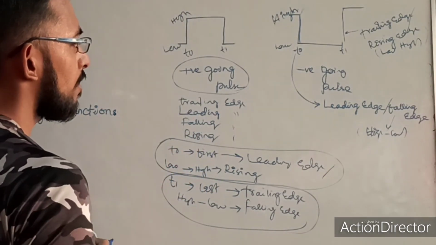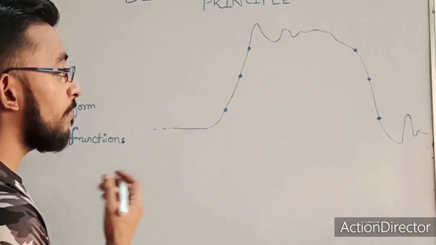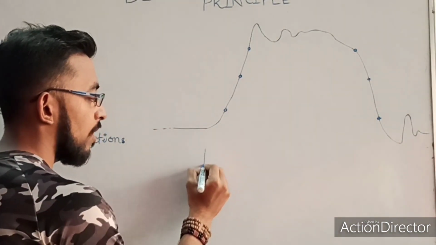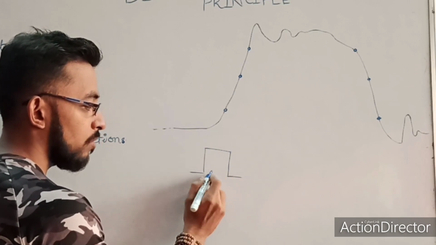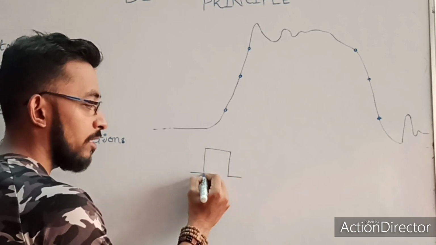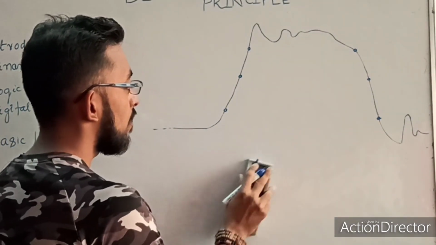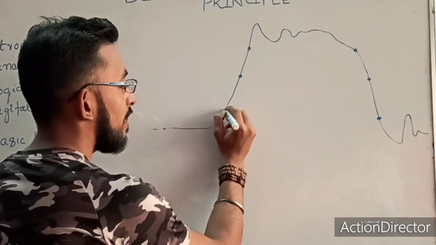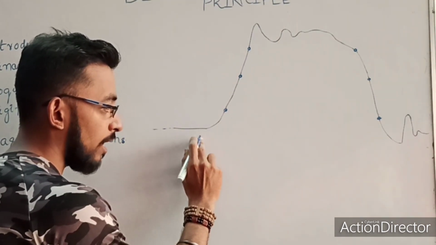Let me draw that one. So this is a practical pulse. Ideally, for the ideal case, this is our pulse, one pulse which rises from a low value to a high value and from a high value to a low value in zero time. But this is the practical case. So let's see. In the ideal case, what is the rise time? It is zero. Here the rise time is zero.